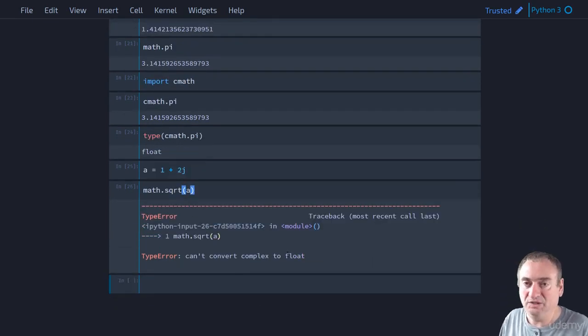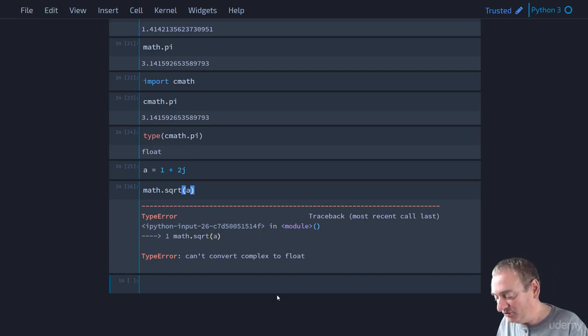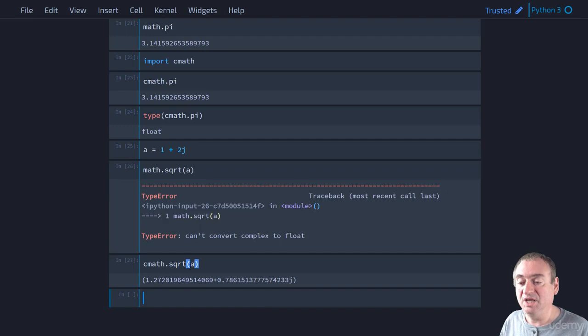Complex has these two parts, right? It's more like a vector if you're talking about rectangular coordinates than a single number. So you can't do that. You have to use the CMath square root, which will then give you the complex square root. And same thing with the other functions that are available in the CMath library. They're specifically made for complex numbers. So you can't use the math library in general for that.